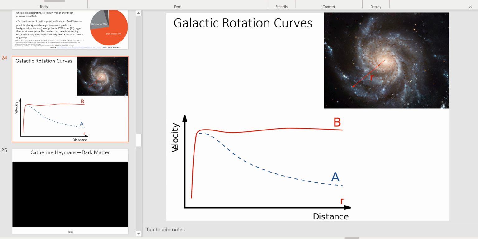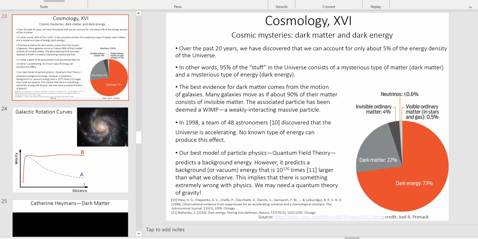All right, I'm going off on a tangent here, but this is the evidence for what we call dark matter. And dark matter, we believe, constitutes the vast majority of matter in the universe. Not the vast majority of energy, but the majority of matter. And this constitutes about 22-23% of the energy of the universe.